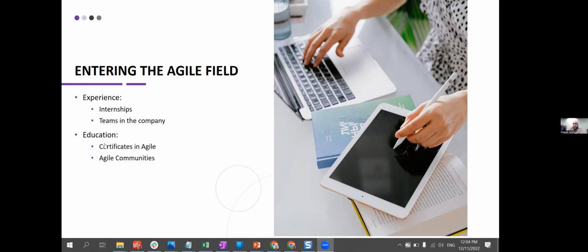From an educational standpoint, certificates, and we're going to be talking about certificates. That's an excellent way to enter into the field, and there's a plethora of certificates, and I'm going to try to demystify this whole roadmap for you. But also having Agile communities, meetups. If you go to Meetup.com and search for Agile, you'll probably find Agile communities of practice that meet on a weekly or monthly basis. Join them on LinkedIn groups.